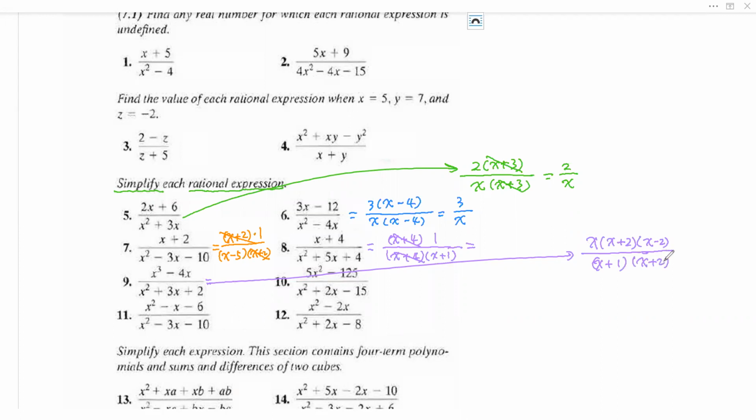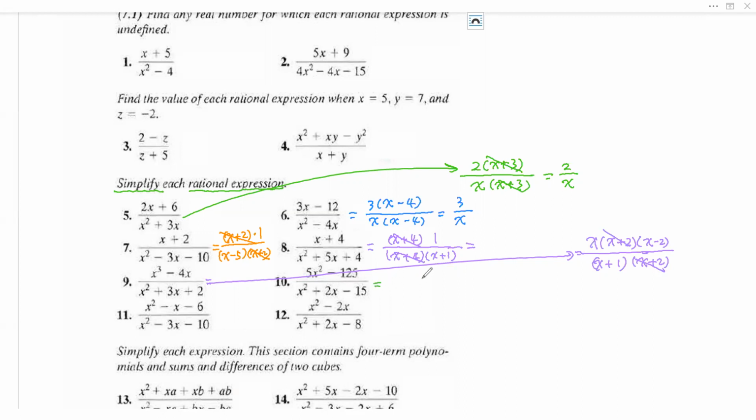Don't hesitate to ask a question if you don't understand, all right? So this x plus 2 is the common factor, right? So the rest have no common factor, so we will keep it as it is. All right, so let's move on.